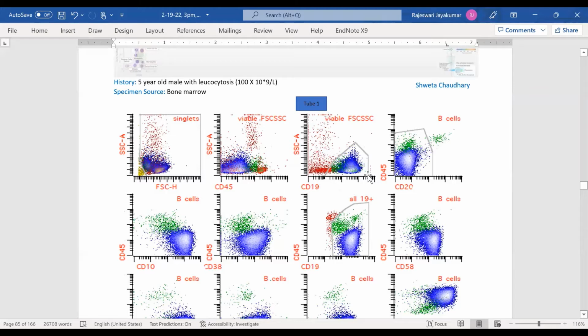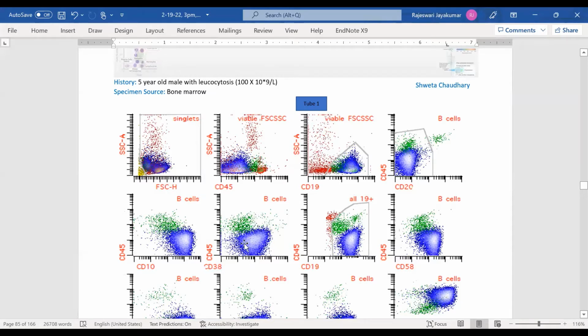Now, when we follow through these blasts, they express bright CD19, as we see in the B lineage blast, and they are negative for CD20. We can compare the background B cells, which express bright CD20. Our blasts express dim CD45 and are negative for CD20. They have bright CD10, again, like B lymphoblasts.